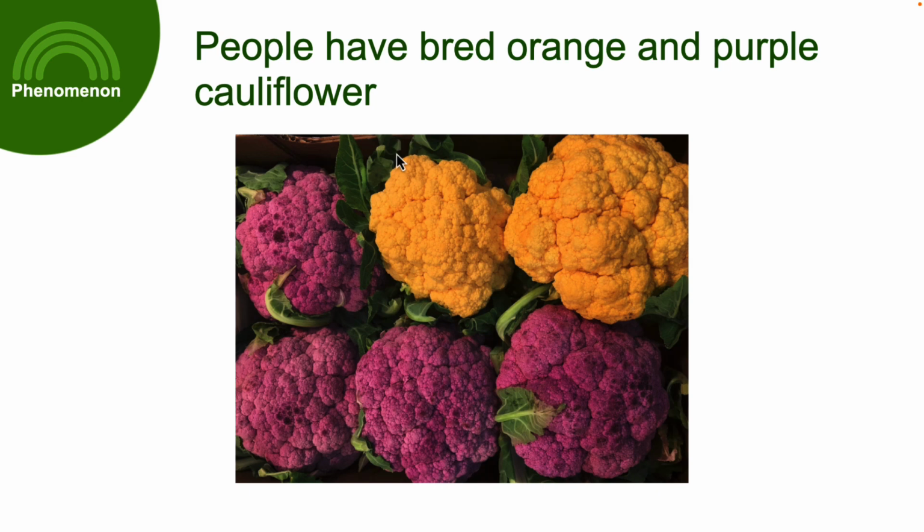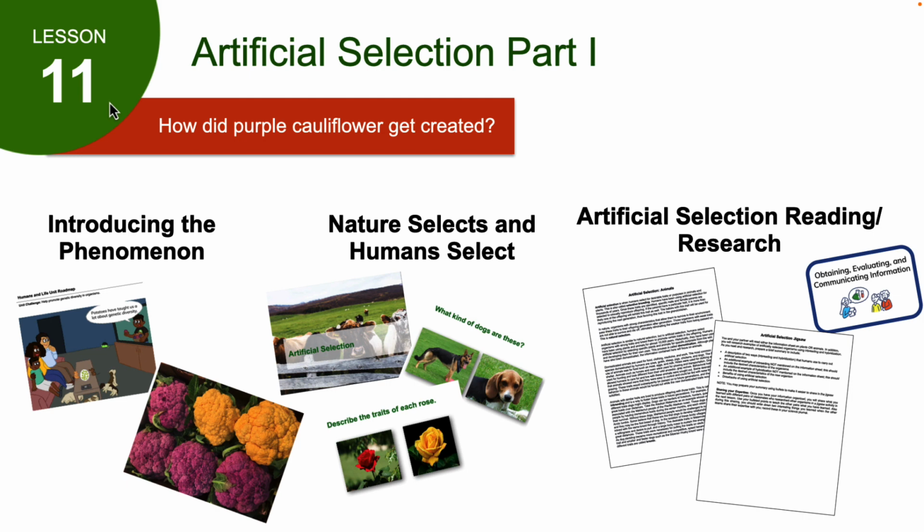At the grocery store, you can find orange and purple cauliflower, among other delicacies. And over the next few lessons, students will figure out how these came to be. In Lesson 11, students revisit the Humans and Life Unit Roadmap and discuss the new colorful cauliflower phenomenon. Then they participate in the interactive artificial selection presentation to see some examples of what humans have created and how they create it. Finally, students work in pairs to read and research artificial selection in animals or plants for a jigsaw, where each pair becomes an expert on one approach.